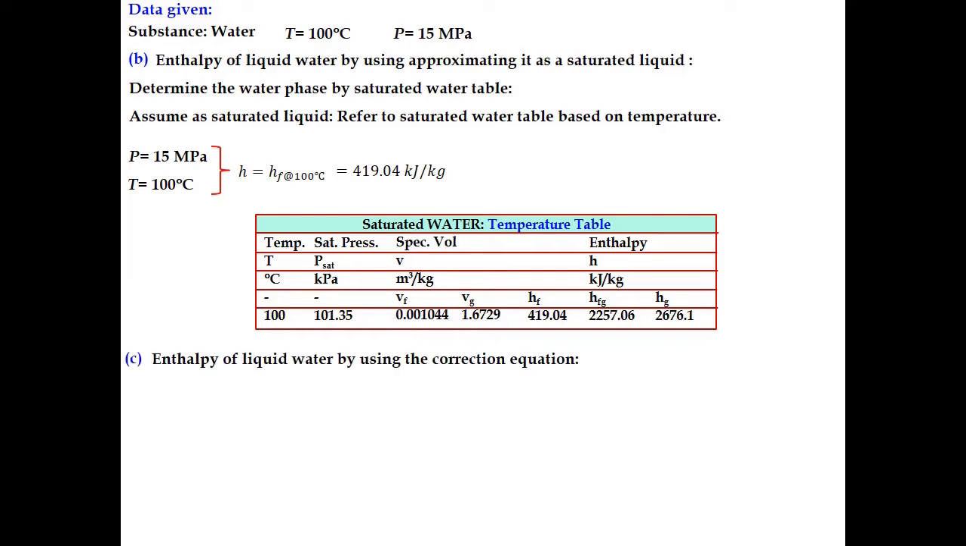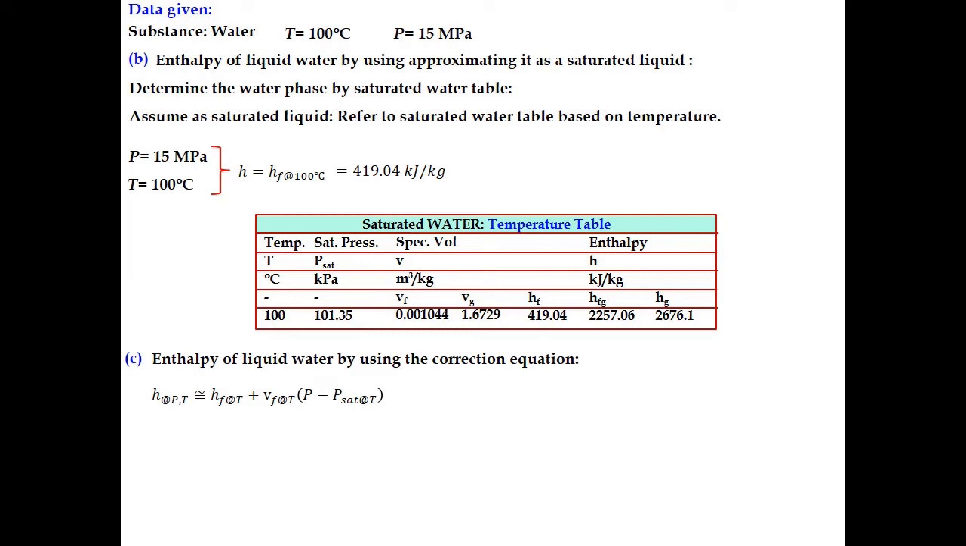And then approach number 3, question C. We need to determine the enthalpy by using the correction equation. The correction equation is this equation, where h at a specific pressure and temperature is more or less equal to hf at temperature plus vf at temperature multiplied by P, the pressure given, minus P saturated at the specific temperature.